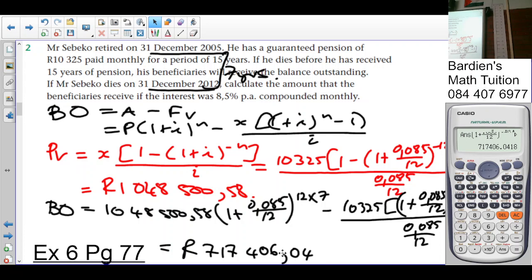But whenever they ask you to work out balance outstanding, yes, this formula A minus FE will work. And you'll only work out balance outstanding on a loan, because if you're looking at an investment, you won't have a balance outstanding. You understand? So the present value calculation has to precede the balance outstanding calculation. Make sense? Right.